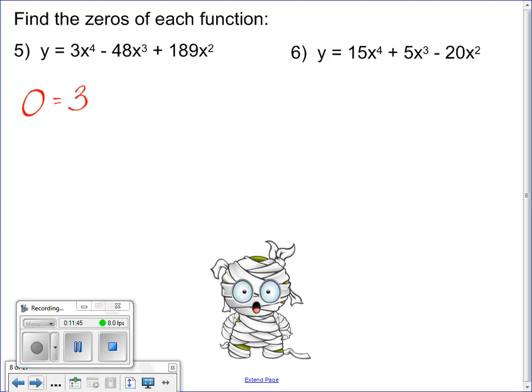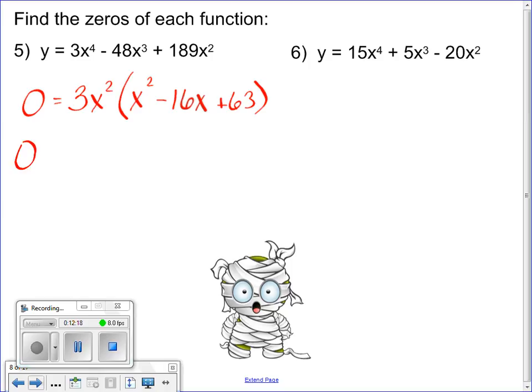Just 3? Very good. 3x squared is your GCF. That should hopefully bring it a little bit more down to earth for you. So what do we have left? That looks a little more manageable, doesn't it? Take out that GCF and number, it's not quite so scary.